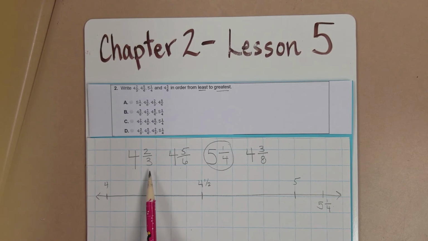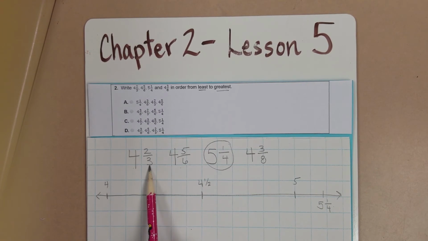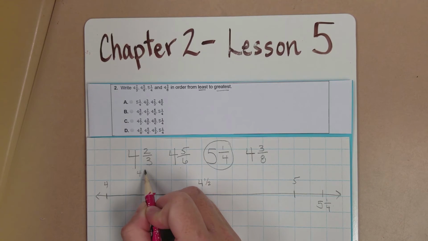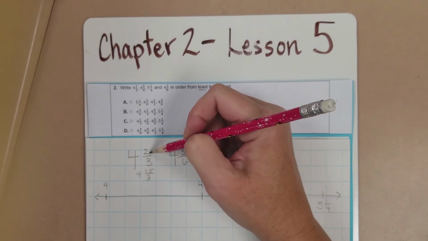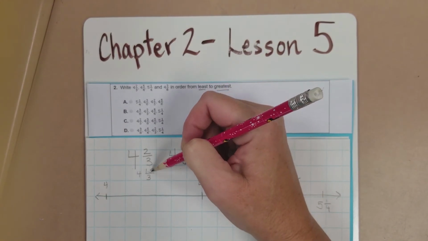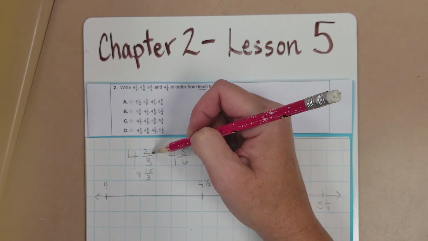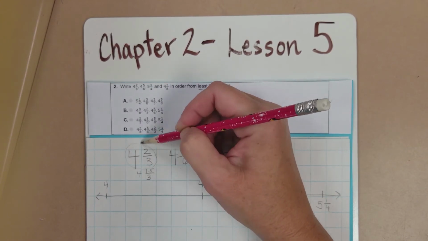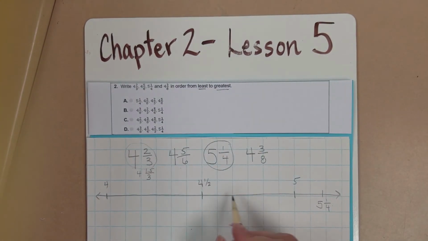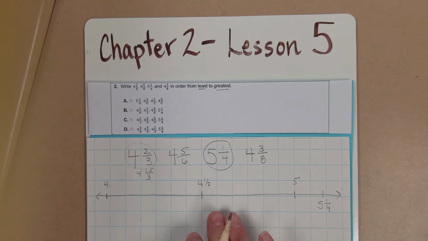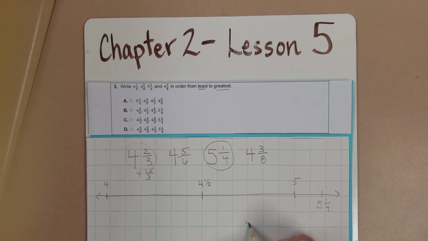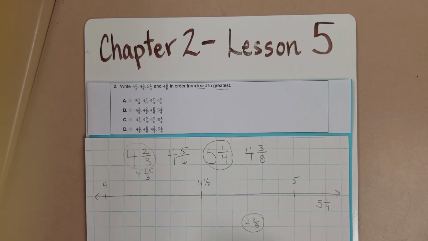So in this fraction, I have a denominator of 3. 4 and 1/2 in this case would be 4, and half of 3 is 1.5/3. Now 2 is greater than 1.5. So this fraction is actually greater than 1/2. So I'm not sure where on this line, but I know it's going to be on the right. So we're going to put 4 and 2/3 over here. We're going to save that for now.